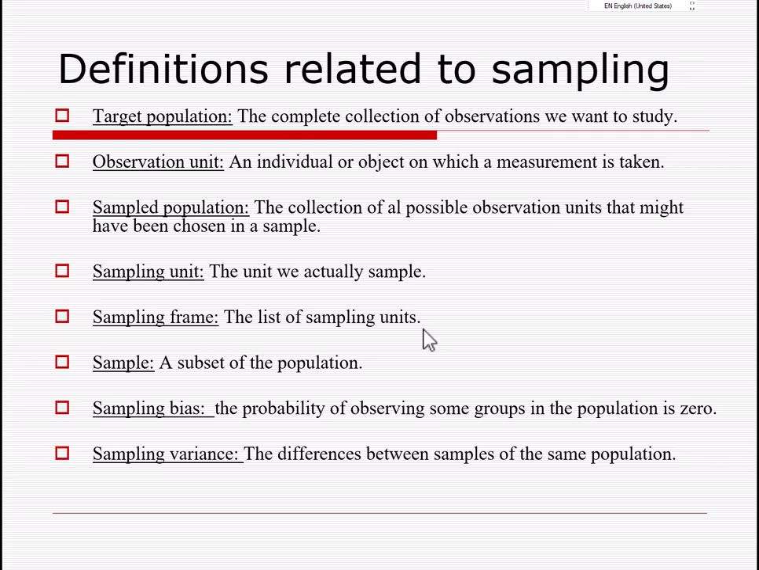The sample is what we actually take, and sampling bias is when the probability of observing some groups in the population is 0. And sample variance is the difference between samples of the same population. So that's not just natural variability.